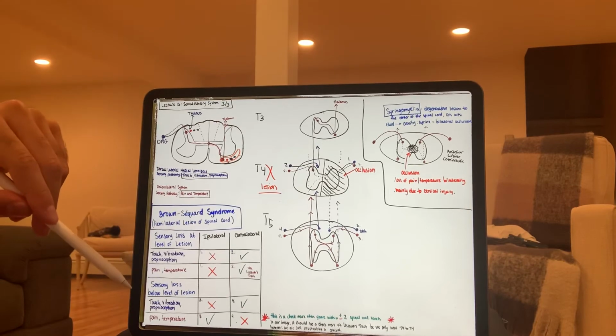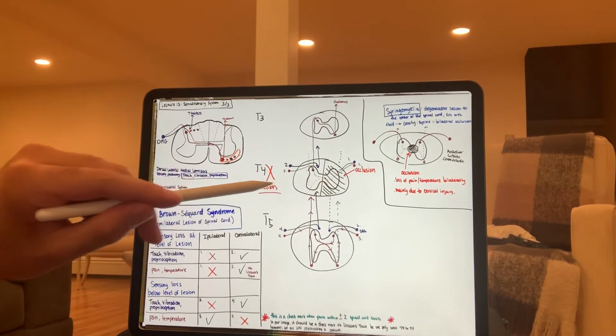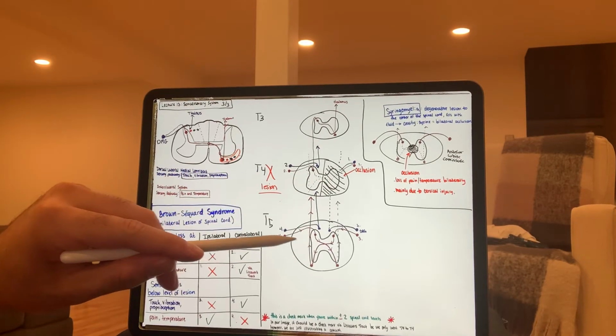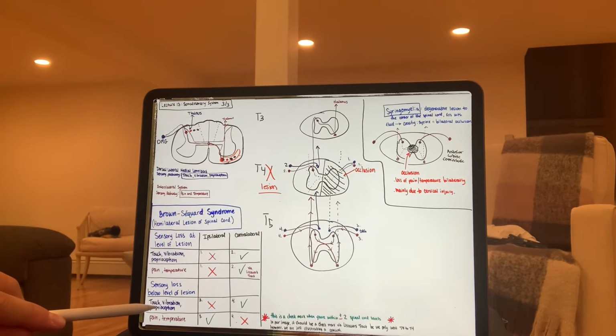Now, let's take a look at sensory loss below the level of the lesion. So we still have our same lesion here, happening at the level of T4. However, now we're synapsing, or at least starting our pathway, at the level of T5. So the first thing we're going to look at is touch, vibration, and proprioception.